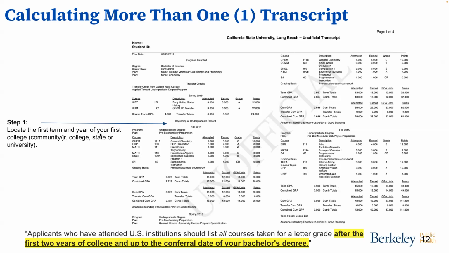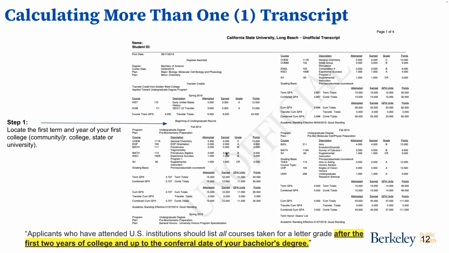In this case, we see that they do have transfer credits, which indicates they'll need an additional transcript. But we'll look at the beginning of the undergraduate record. You want to locate your first term and year of your first college. For them, it began in fall of 2014. Let's take a look to see if they were consistently enrolled in school.